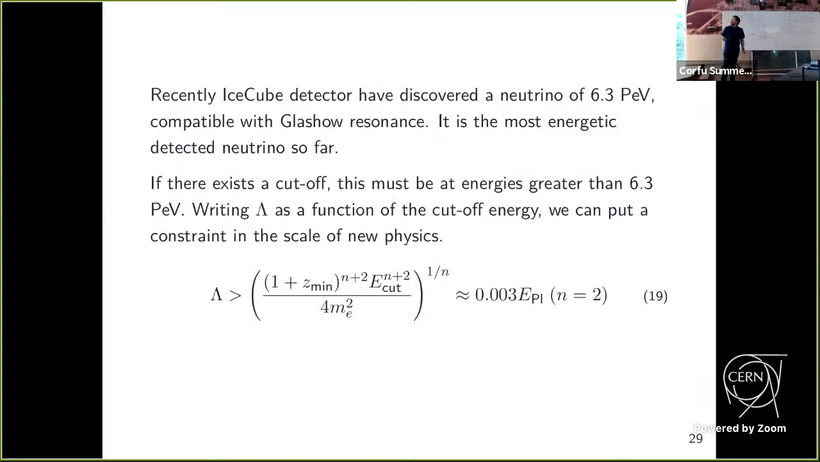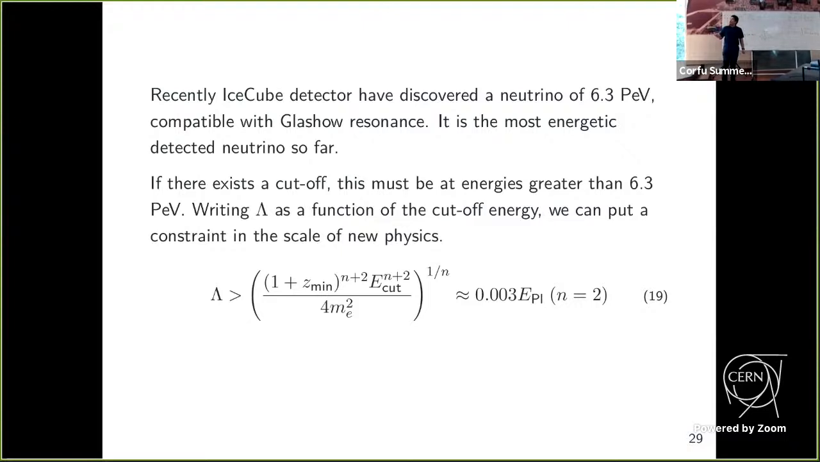So now, for example, recently IceCube has discovered a 6.3 PeV neutrino, which is the most energetic detected so far, compatible with the Glashow resonance. So if there exists a cutoff due to this effect, it has to be at energies greater than this energy. So if we write the scale of new physics as a function of the cutoff energy, we can put a constraint, a bound, on the possible values of the scale of new physics.